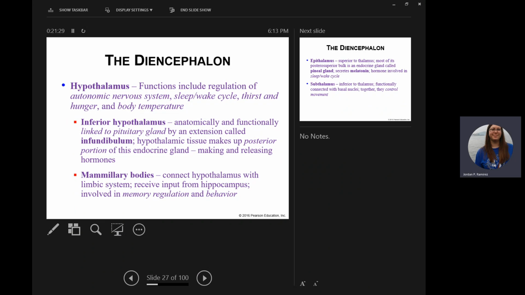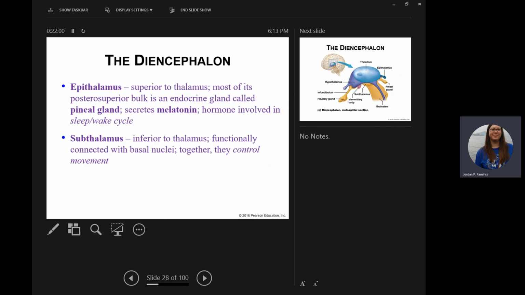Different things are derived from different embryonic tissue. The point of that is just saying the inferior hypothalamus, that posterior pituitary, is basically a continuation of that. Mammillary bodies connect the hypothalamus with the limbic system. So remember that? Limbic system is associated with what? Emotion. It receives input from the hippocampus and is involved in memory regulation and in behavior.